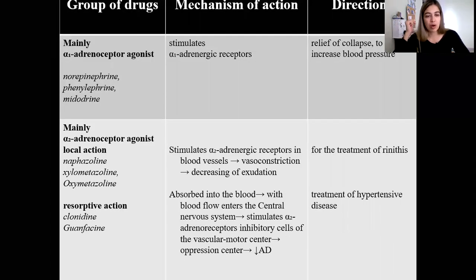Next, the same about alpha-1 receptor agonists and alpha-2 receptor agonists, which can be used for the relief of collapse and for the treatment of rhinitis, as I told you, nasal drops. Drugs affecting the CNS directly will inhibit the vasomotor center, by the way, as you remember, and will be used in the treatment of hypertensive disease. Here also you can make a screenshot.